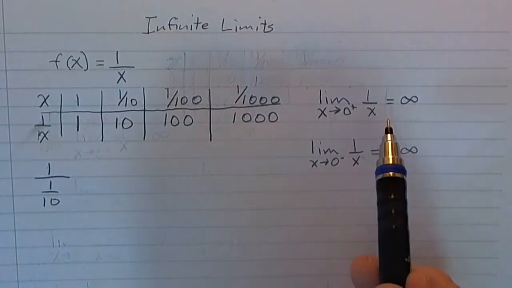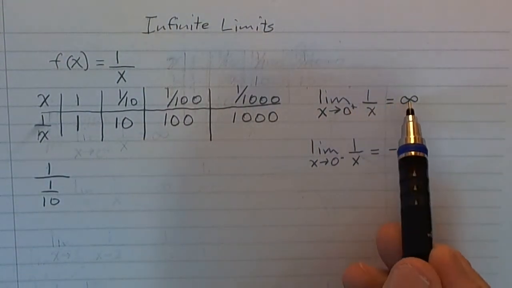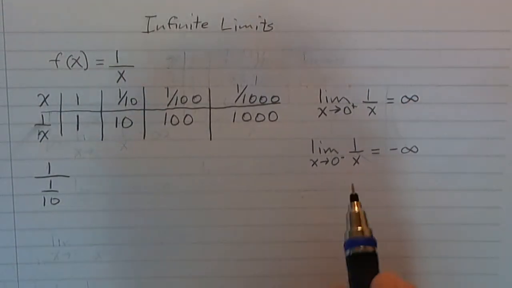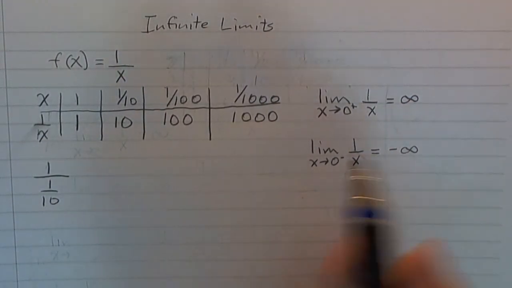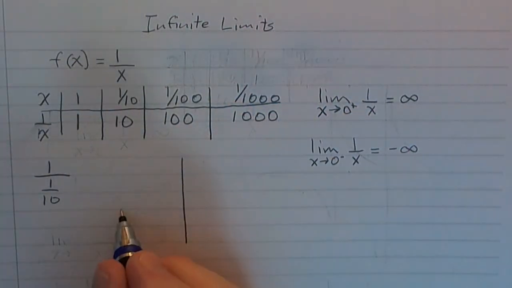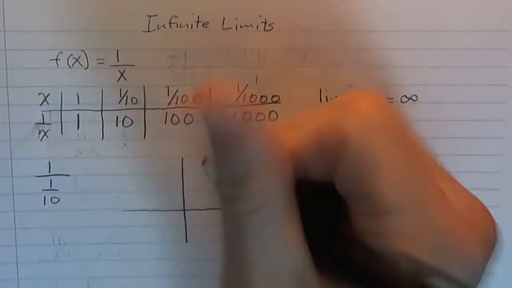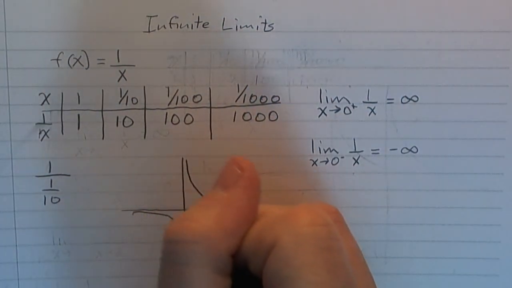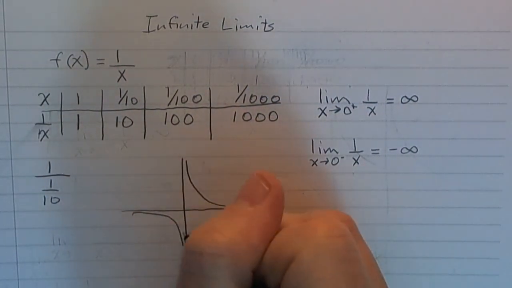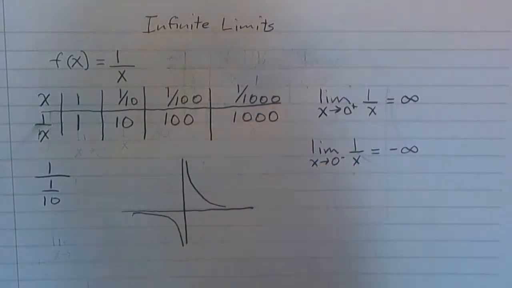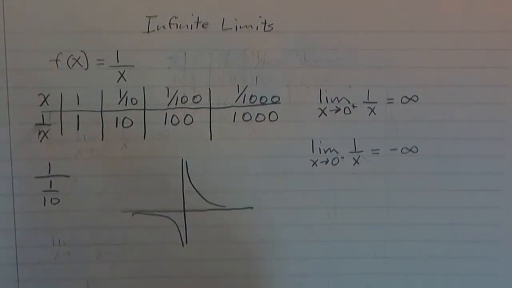So we have an example here where we have a right-hand limit, infinity, a left-hand limit, negative infinity, and you might remember what this graph looks like. If you sketch it out, you've got this asymptote over here, and then over here it goes down here. So it's going to negative infinity this way, positive infinity this way. So we're talking about asymptotes here.